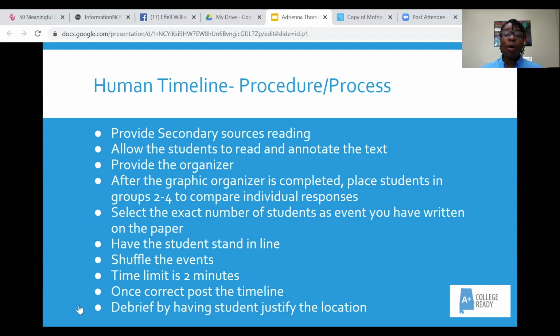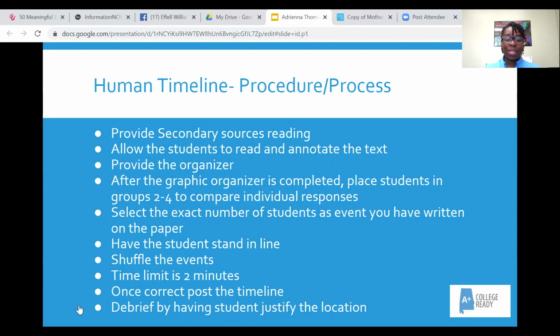Now, remember, you've already shuffled the events. So when you give it to them, they're not in order. So the students will get in line, they'll look at their events, and they'll put their events in order from 1 to 5 or 1 to 10, depending on how many events that you chose. Remember though, you're going to give them 2 minutes, but if you feel that your students may need a little time, then you can alter that time.